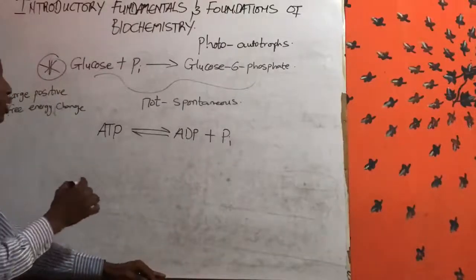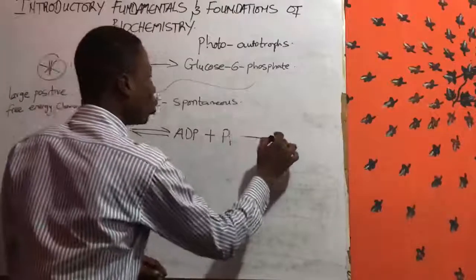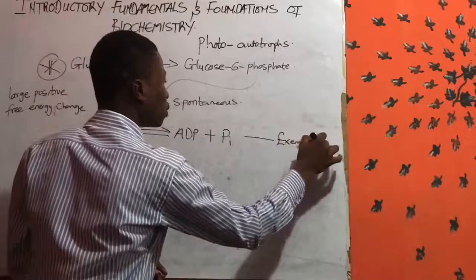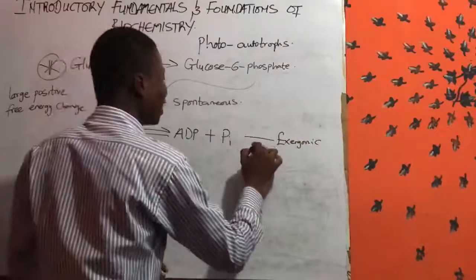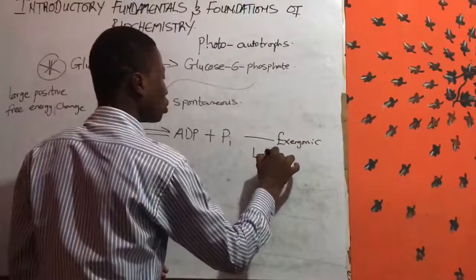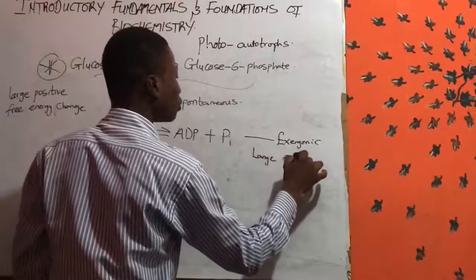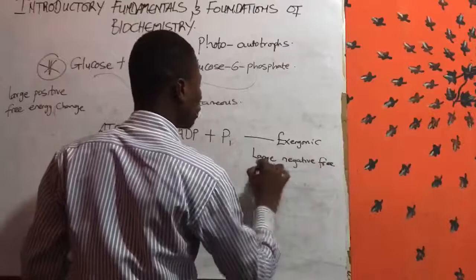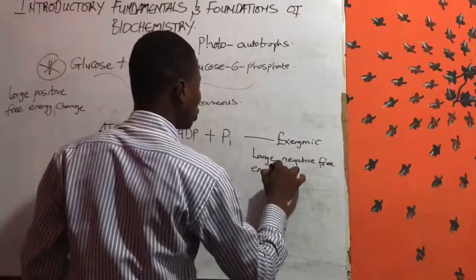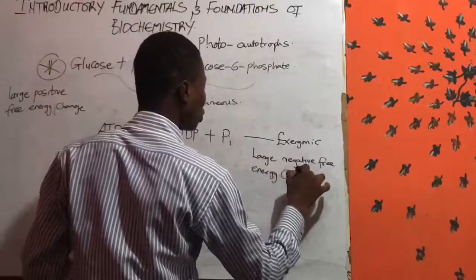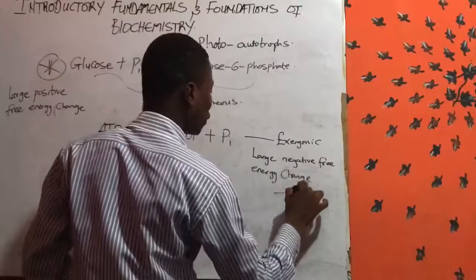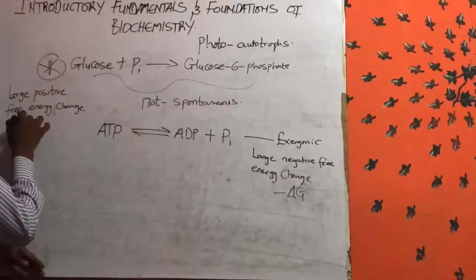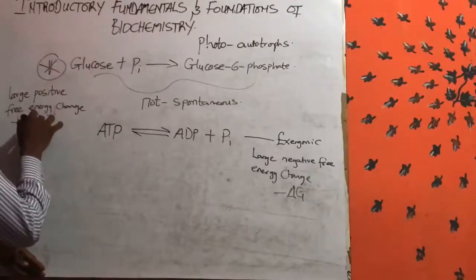Now, this reaction is exergonic because it has a large negative free energy change, a large negative delta G. Our free energy change is delta G. This other reaction is having a large positive delta G.